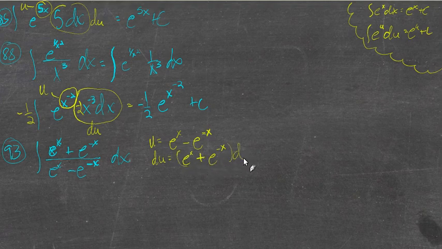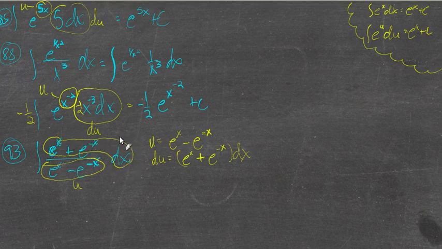So this could be u, and this all together now is du. So when we have du over u, the antiderivative of that is the natural log of u. So we write natural log of the absolute value of u, and u is e to the x minus e to the negative x, plus c.